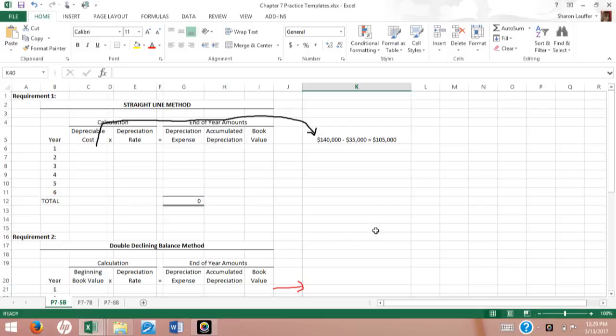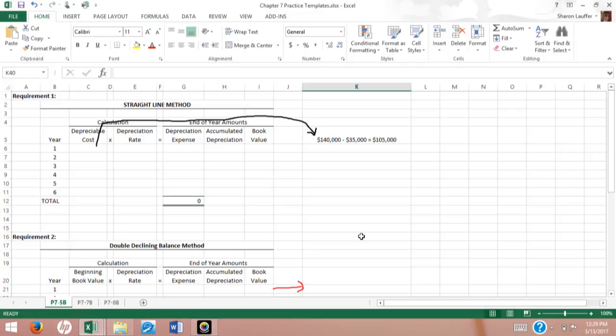Hi class. Today we're going to look at P7-5B out of your textbook. So this is going to be a sample of that problem, which is very much like P7-5A in your textbook.